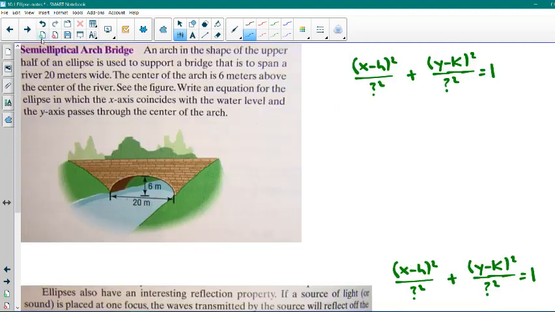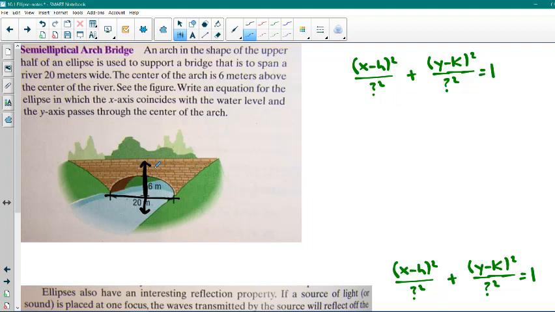Now let's look at a couple of word problems. But we're still going to have the same task. Write an equation for the ellipse. So we've got this arch in the shape of the upper half of an ellipse to support a bridge. So if any of you future civil engineers, you're going to be some bridge builders, this is all for you. The river is 20 meters wide. The center of the arch is 6 meters above the river. Write an equation for the ellipse in which the x-axis corresponds with the water level and the y-axis passes through the center of the arch.